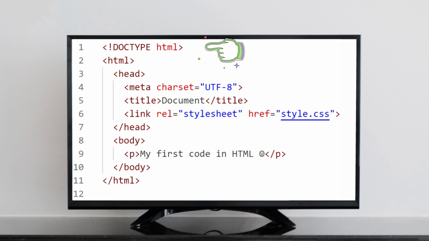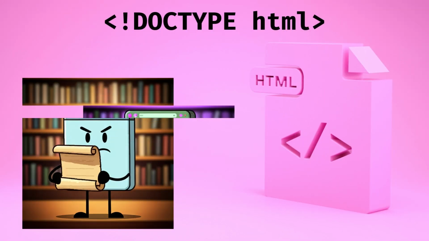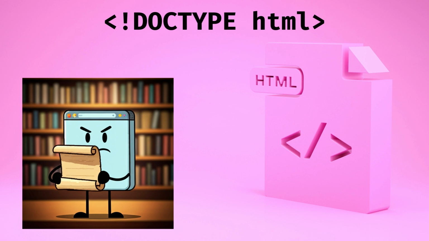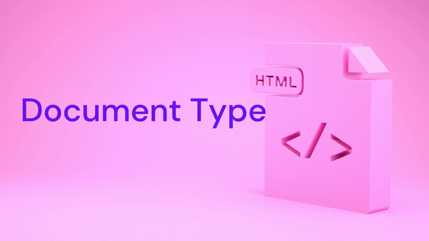Check out this first line. It might look like a bunch of random characters, but it's actually the browser's secret handshake. Without this line, browsers will be confused. This line tells the browser, hey, relax, it's HTML version 5, no need to panic. It is called the document type declaration, or doctype for short.